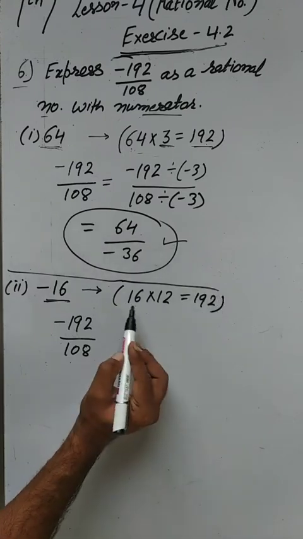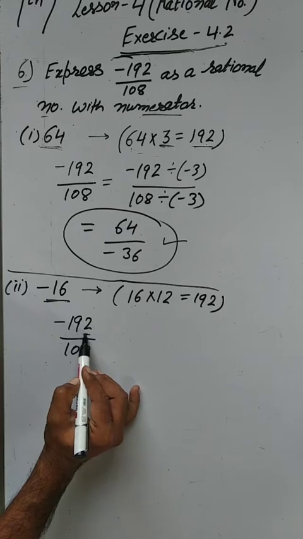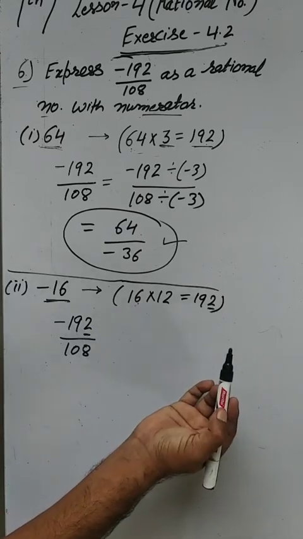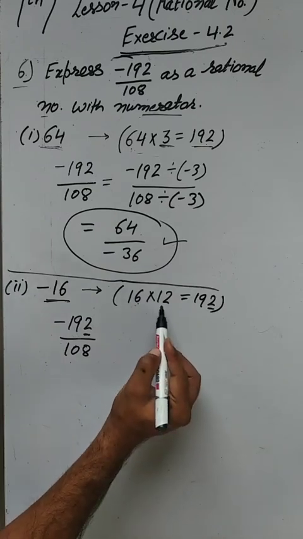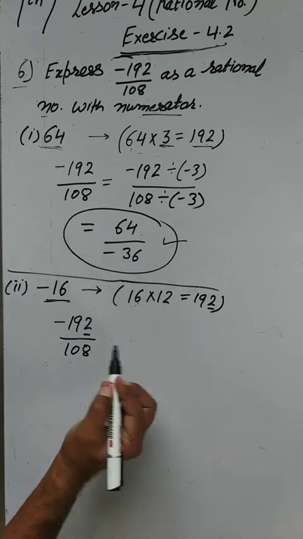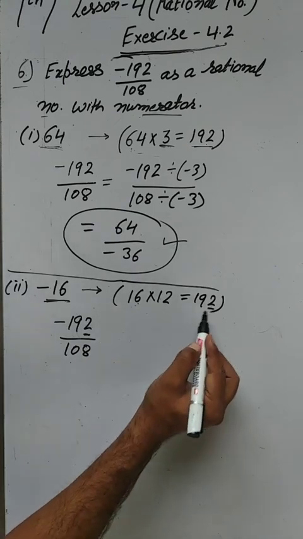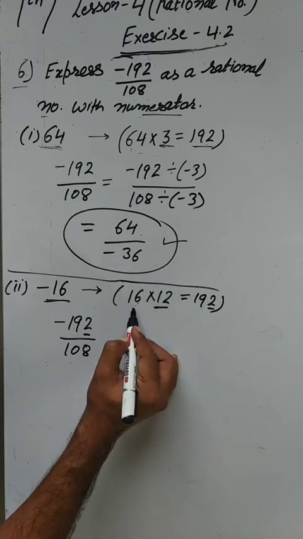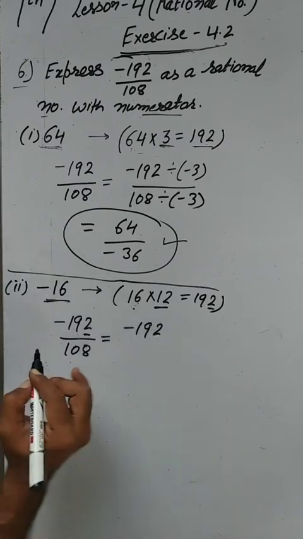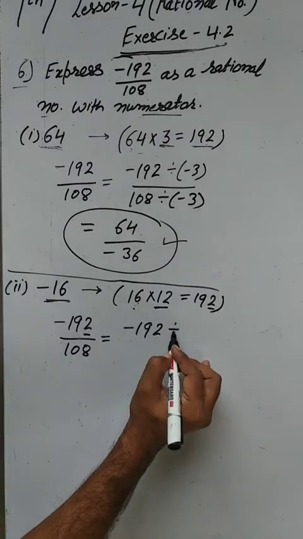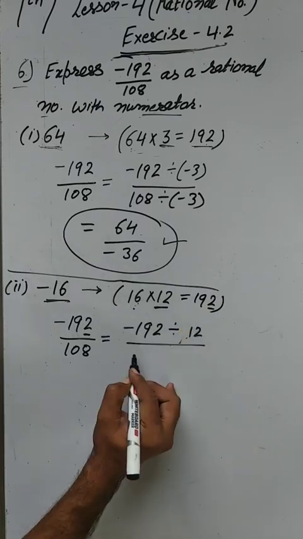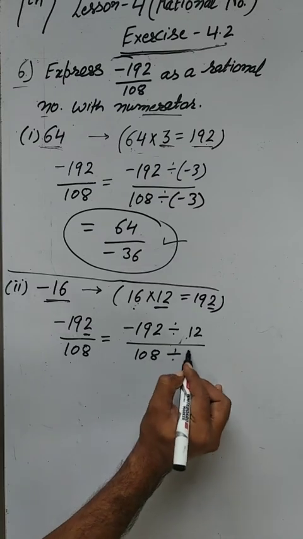Better check only the last digit. The last digit is 2. 6 twos are 12, so the last digit will be 2. So it may be 12. So 16 multiplied by 12 is 192, and 192 divided by 12 will be 16. So beta, we will divide 192 by 12. Similarly, 108 is also divided by 12.